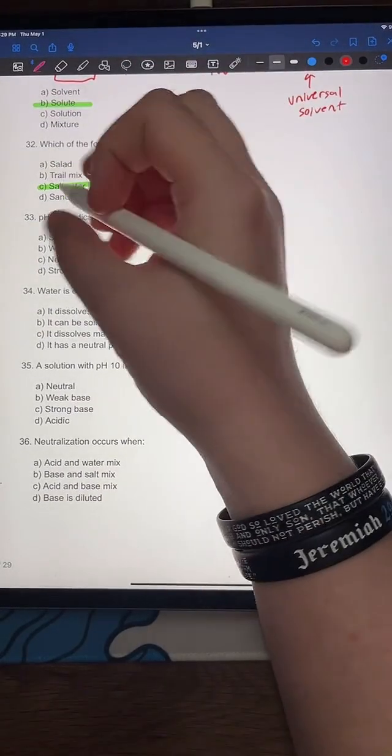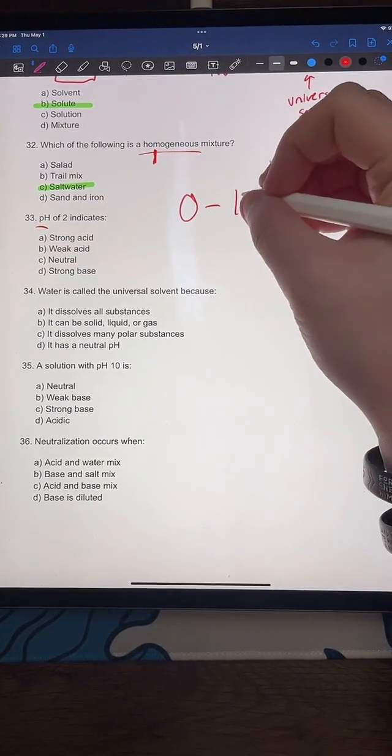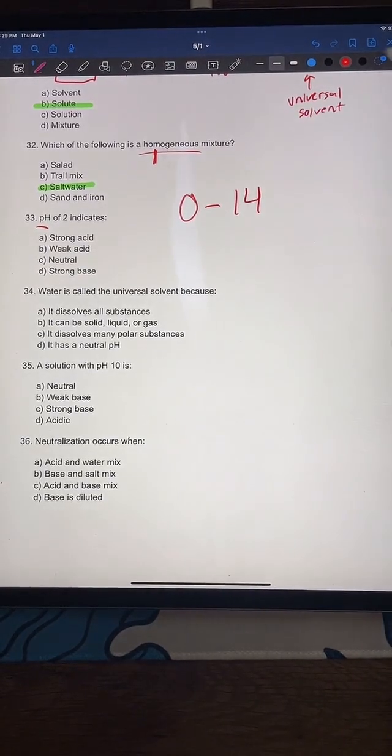Number 33, a pH of 2 indicates, remember our pH scale goes from 0 to 14. So we're closer to 0. So what would that make this?